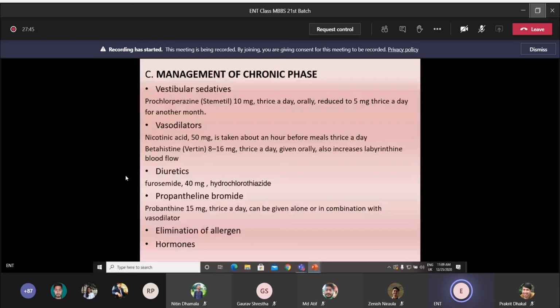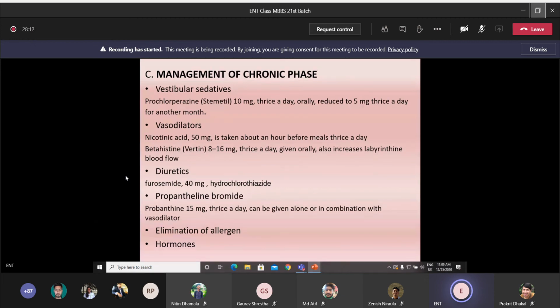If not, then you can increase the dose, or if he or she has a very severe attack, then you can start with a higher dose and come down to the lower dose. Vasodilators are also given. The commonly used is betahistine. We give 8 to 16 milligrams 3 times daily orally for at least 3 to 4 weeks.